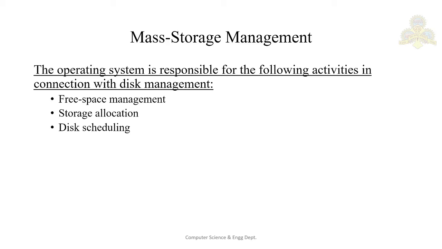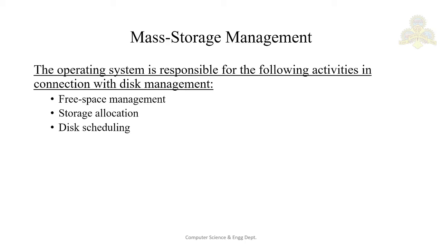So the first one, free space management. It means the system keeps track of the free disk blocks for allocating space to files when they are created. To reuse the space released from deleting files, free space management becomes crucial. So your operating system is responsible for managing this activity, like which block in the disk is free. Next one is storage allocation. Here your operating system decides how computer programs are assigned memory or space.